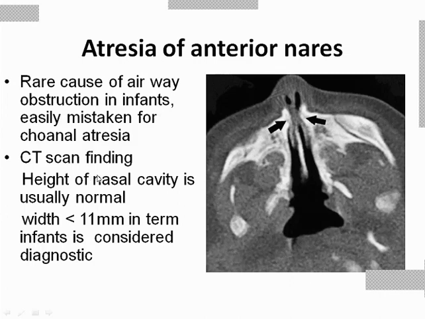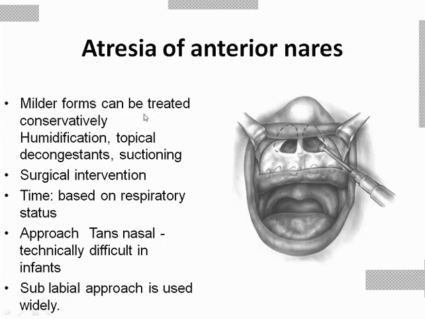So what is the treatment? Milder forms can be treated conservatively by humidification, topical decongestion, and suctioning, because there will be pent-up secretions. But it is always better to go for a widening of the anterior nares by sublabial approach, because sublabially you can approach, elevate, drill the atretic bone and open it up. The transnasal approach will be difficult in a child. Only the sublabial approach you can do better.